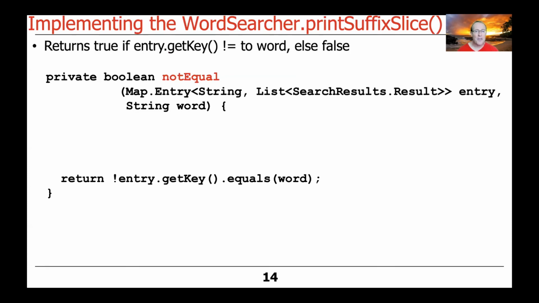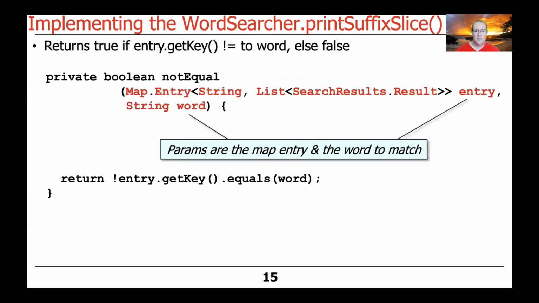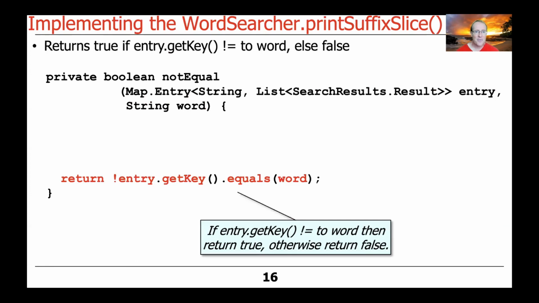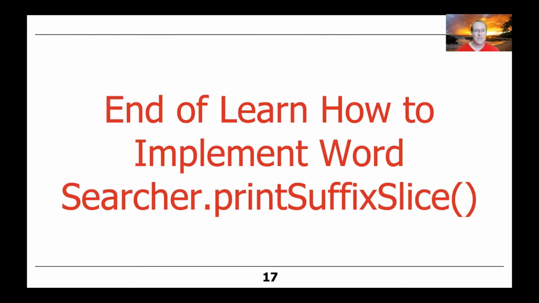Here's how the notEqual method is implemented. This is just a little helper method that takes the map entry, which has the string-list tuple, and the word we're looking for. You can see what it does is it says, if the key in the entry equals the word, negated, so if it's not equal, then it returns true, otherwise it returns false. That's the predicate we're using in order to drive the way in which dropWhile behaves. So that's the end of the discussion of the WordSearcher printSuffixSlice example.